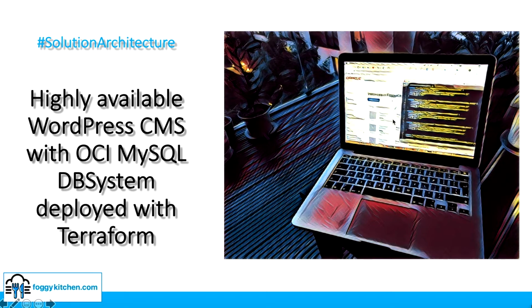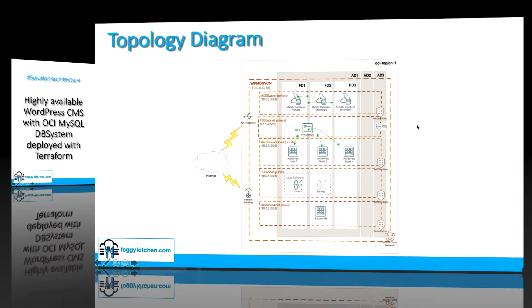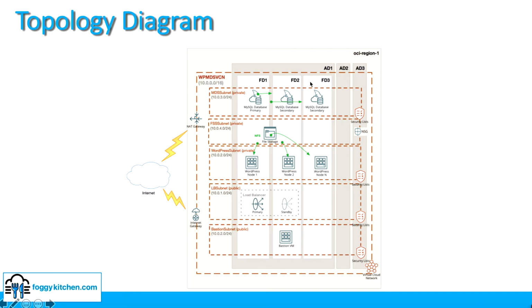Let's take a look at the topology diagram first. Okay, here's our topology diagram. As you can see, it will be one VCN in one OCI region. The whole infrastructure will be spread between 4 domains in one AD. Inside VCN, we'll have 5 subnets. Bastion subnet, which is public for accessing from outside.